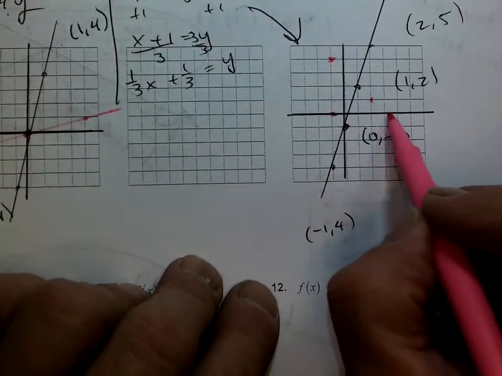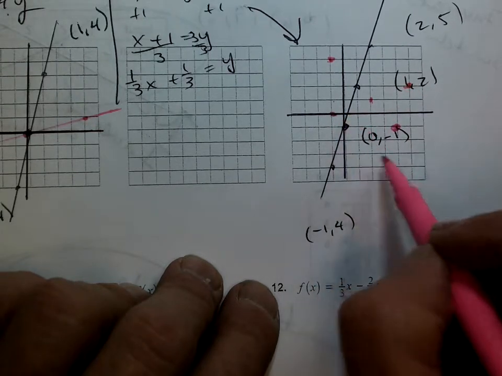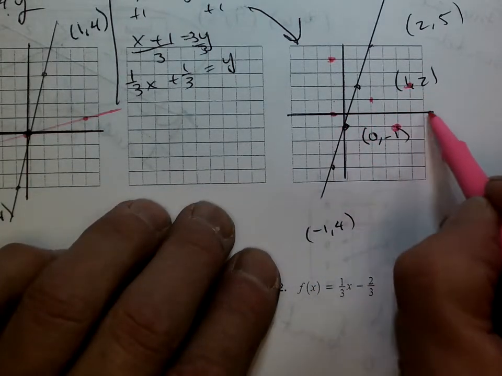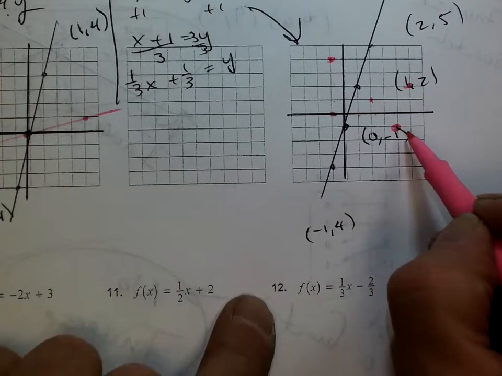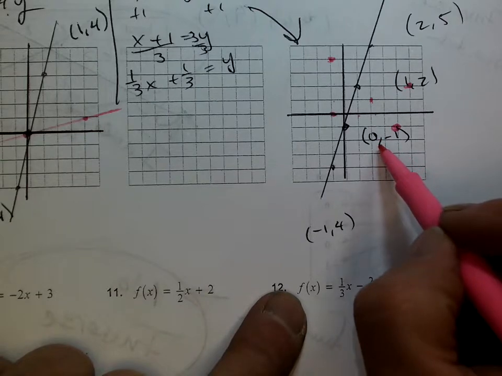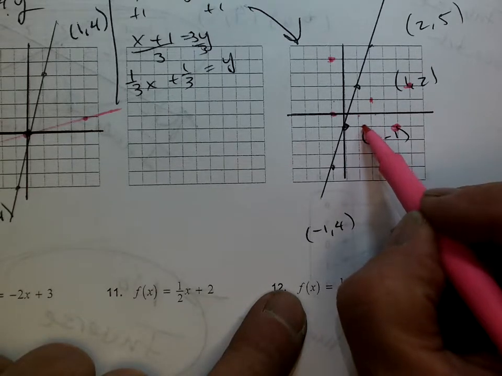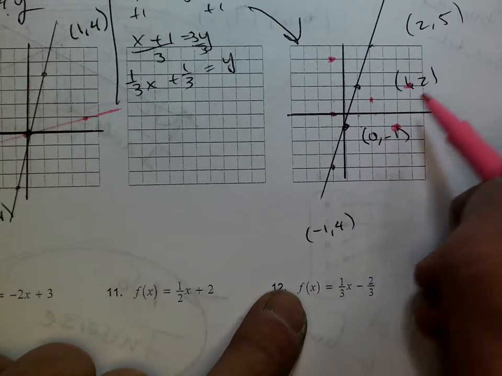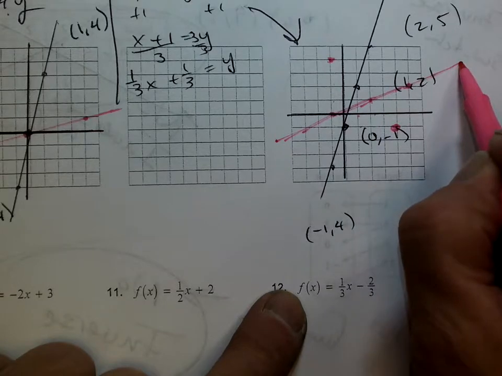1, 2, 3, 4, 5. 1, 2. There we go. 4, negative 1. 1, 2, 3, 4, negative 1. I got that one. 0, negative 1 becomes negative 1, 0. Oh, that's why. Negative 1, 0. Okay, so here is my inverse. I must have made a mistake somewhere around there.